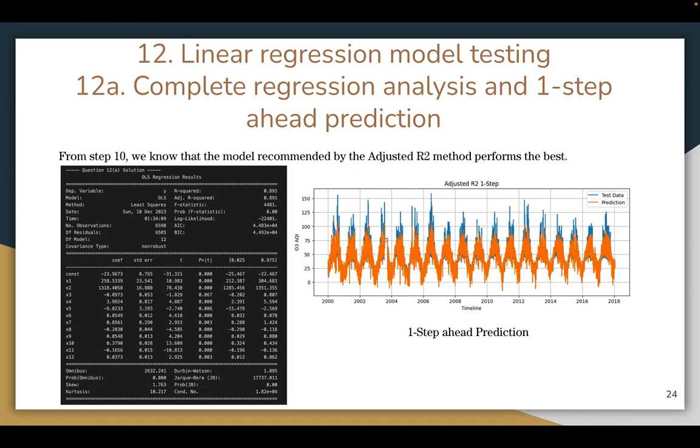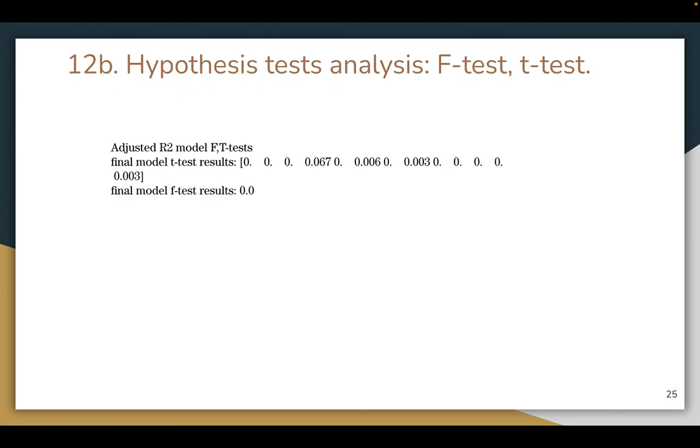So from step 10, we chose the adjusted R square method as our best one, and on the left there is a complete regression analysis, and on the right there is a one step ahead prediction of my model, where I can see that the test data and the prediction are matching to most of the extent.